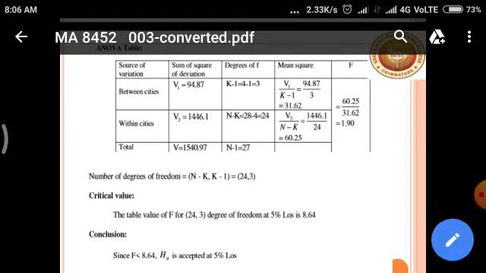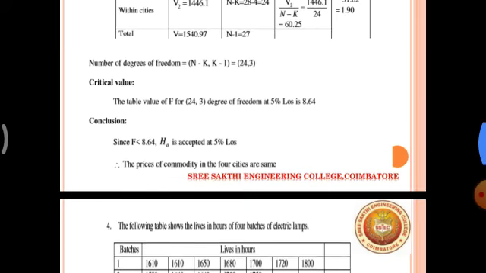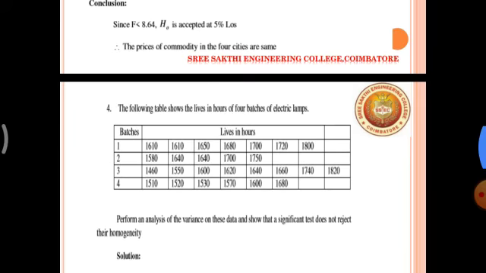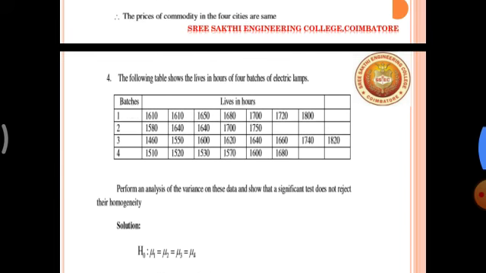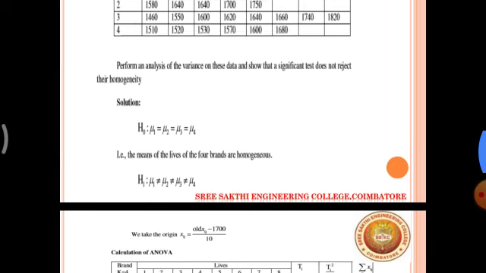Okay, here we see, since F, that is the calculated value, is 31.62 and the table value is 1.90, the calculated value is greater than the table value, so it will be rejected. Okay, the prices of the commodity in the 4 cities are the same. Over. Next, we can see one more problem with the same method, that is the one-way classification or CRD method.